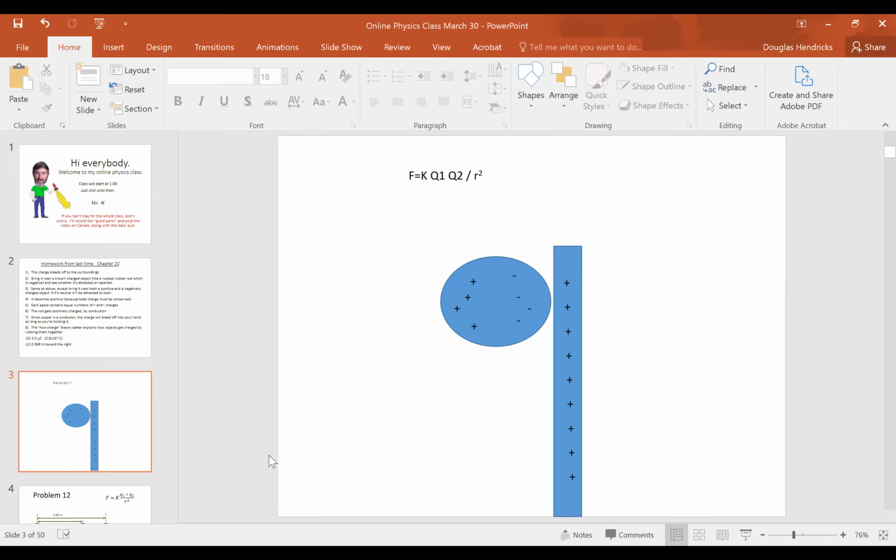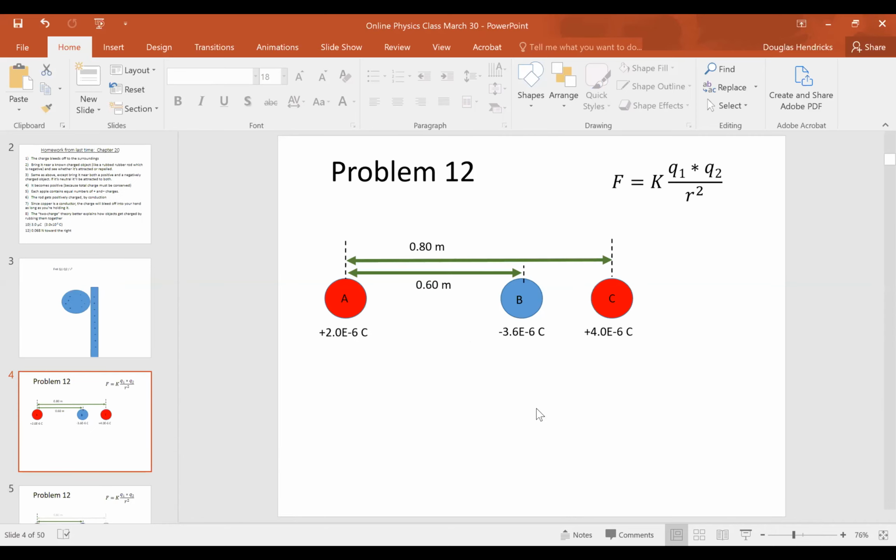Okay, so Yasin was asking about number 12, and I'm glad he did because I was going to do it even if nobody had asked. All right, so problem number 12: I take the words that they used and I put them into a picture, and here's what I get. Sphere A is at the origin, sphere B is 0.6 meters to the right of it, and sphere C is 0.8 meters to the right of it.